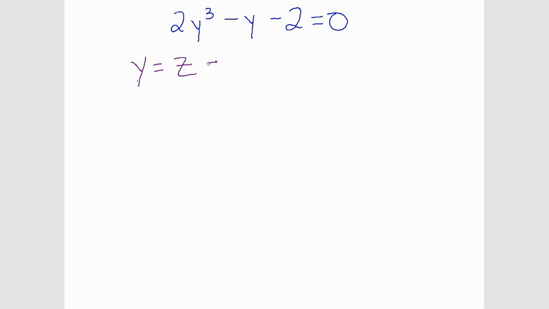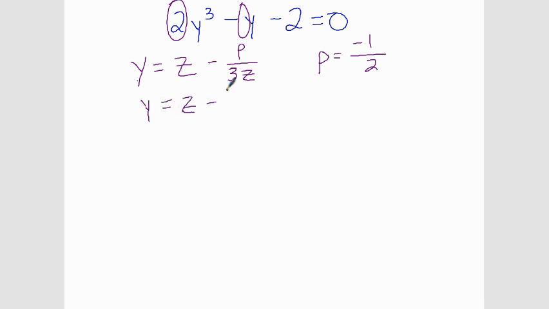y is equal to z minus p over 3z. So p is equal to this term divided by this term. So p, note, is equal to the -1 divided by the 2. Now, usually it's typically done that you divide by the 2. I didn't do that, and I'll show you why in a little bit. So we get y is equal to z minus -1/2 over 3z. The trick for multiplying these, we go ahead and do that. So we get z plus 1 over 6z.